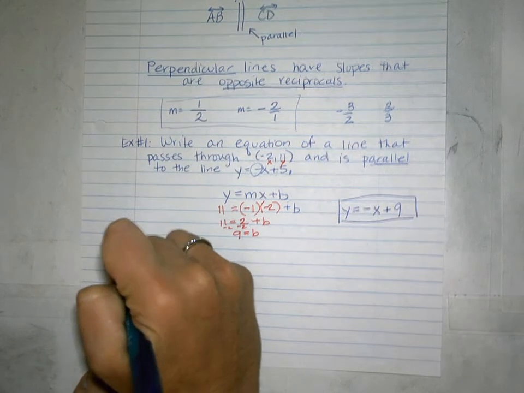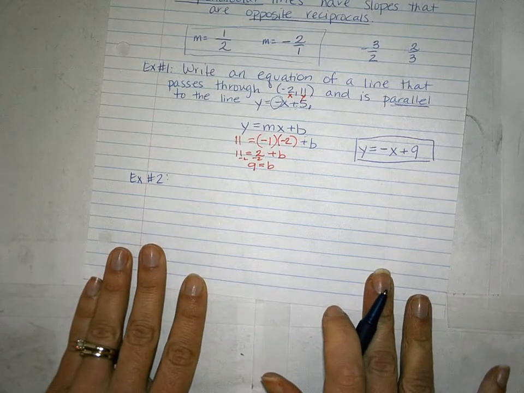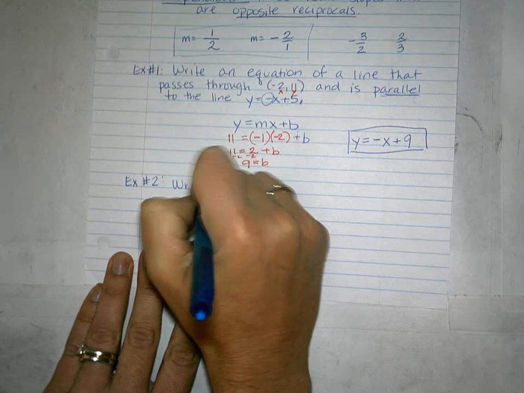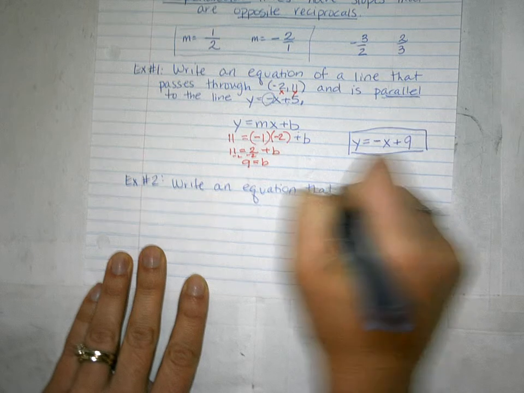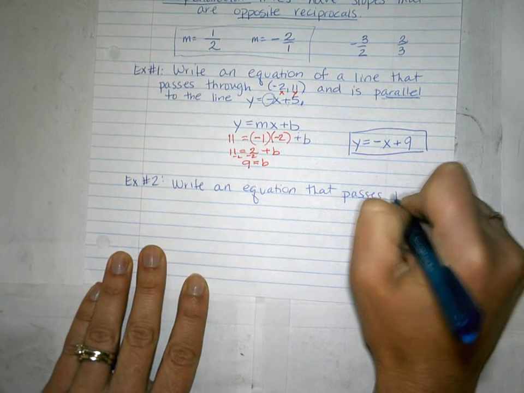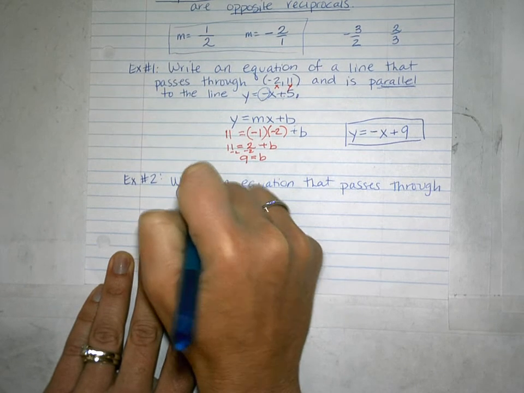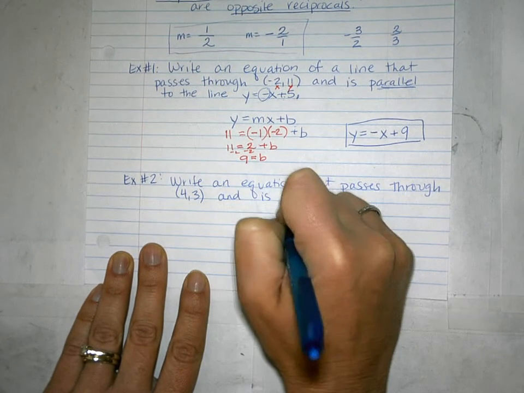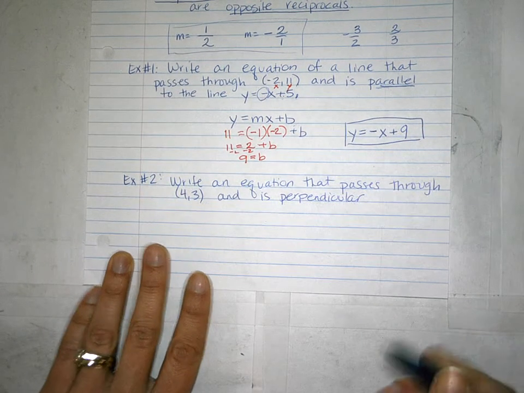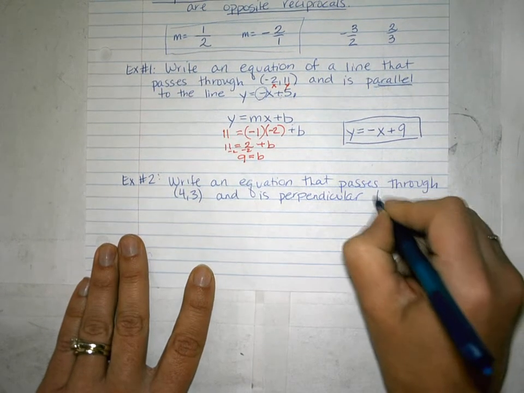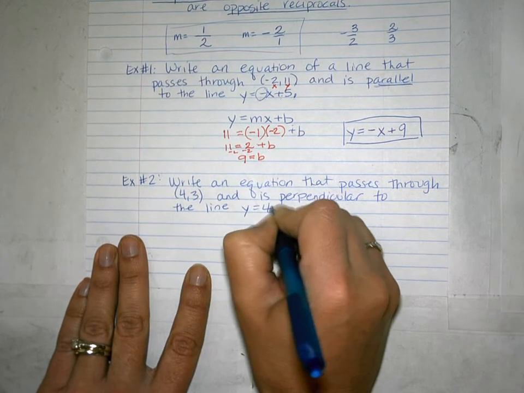All right, the trickier one, example number 2, says write an equation of a line that passes through (4, 3) and is perpendicular. Oh, and I forgot to show you the symbol for perpendicular. Let me show you that in just a moment. Perpendicular to the line y equals 4x minus 7.